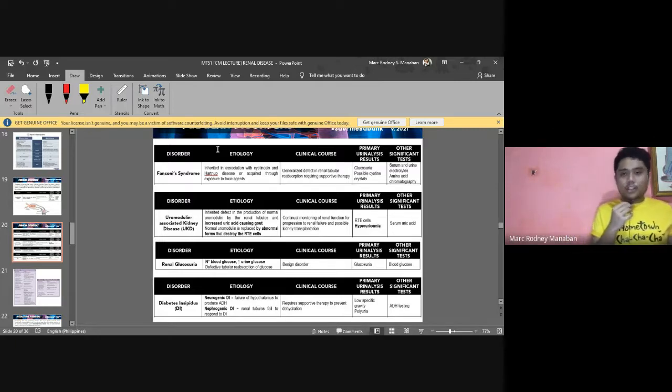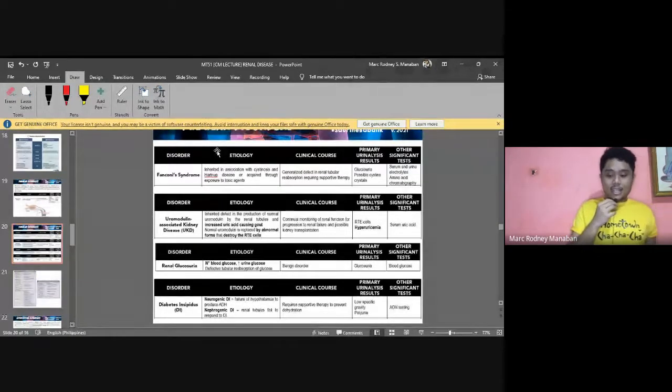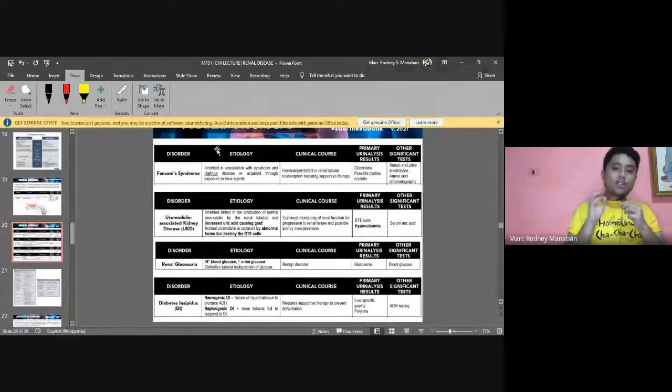Other significant tests, of course, are the detection of electrolytes and amino acid chromatography, right? Especially for cysteine, because there's defective tubular reabsorption for Fanconi syndrome. So it's an inherited genetic disorder. Next, you have uromodulin-associated kidney disease or UKD. So it's still inherited. There is a mutation in the gene, okay, in the production of the uromodulin.